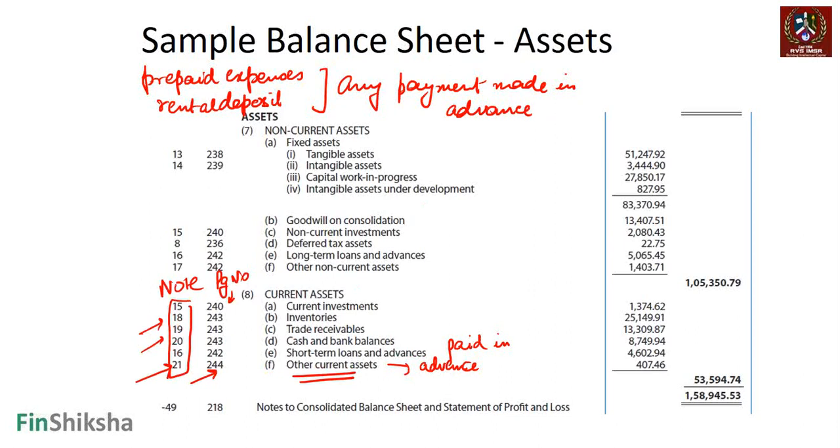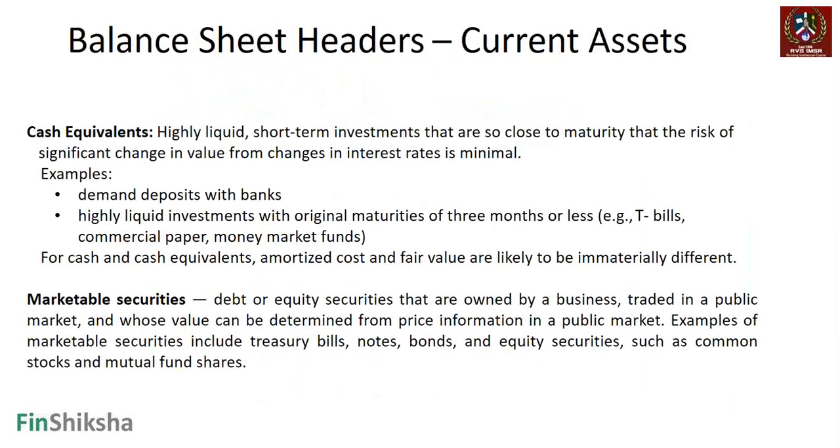Let's recap what we have done. Cash equivalents or cash and bank balance: highly liquid short-term investments that are so close to maturity that significant changes in values from changes in interest rates are minimal, demand deposits with banks, liquid investments with original maturities of 3 months or less, T-bills, commercial paper. All these are very short-term bonds. For cash and cash equivalents, basically your cost and fair value are likely to be very, very close. And even if they're different, the difference is immaterial. So you don't worry too much about that.